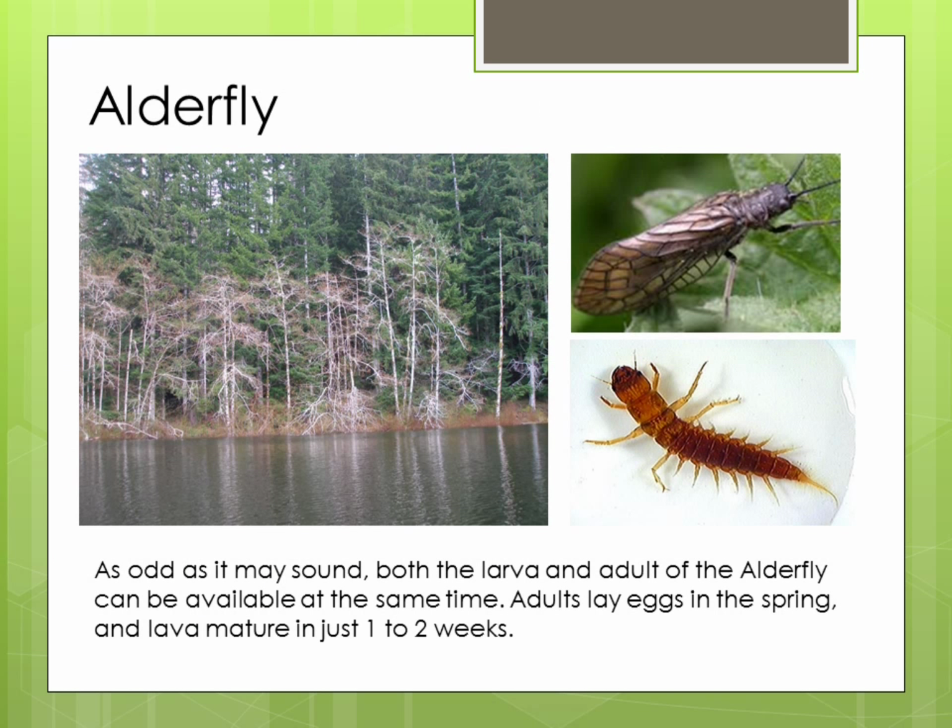Alderflies are ranked number 7 because there are two varieties, two types of insects available in spring. They have a 9-month life cycle, with both the larva and adult available at the same time. They appear in mid to late May when the days are sunny and windy. They're more active in the morning to midday.